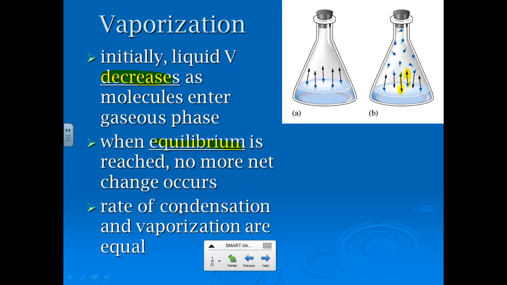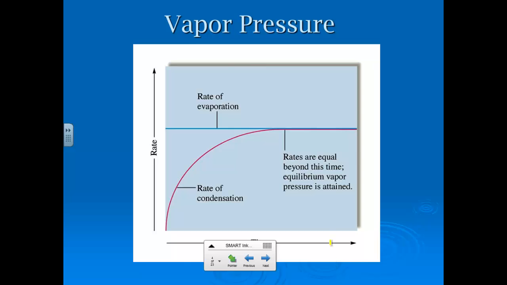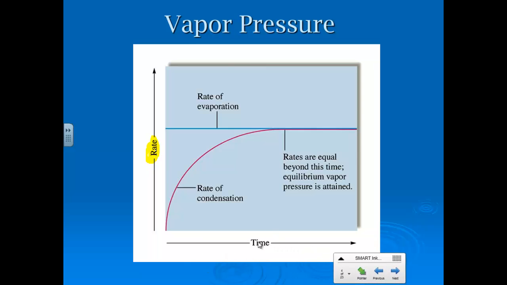And right at the surface, that always happens when you look at it from a molecular level. So essentially, the rate of condensation and vaporization are equal. Okay, so that's what we're looking for. This is our equilibrium condition here. Now the molecules are still changing phase because equilibrium is dynamic, but like I said, right at the surface you're going to have as many particles escaping into the gas phase as those that are condensing back down into the liquid phase.